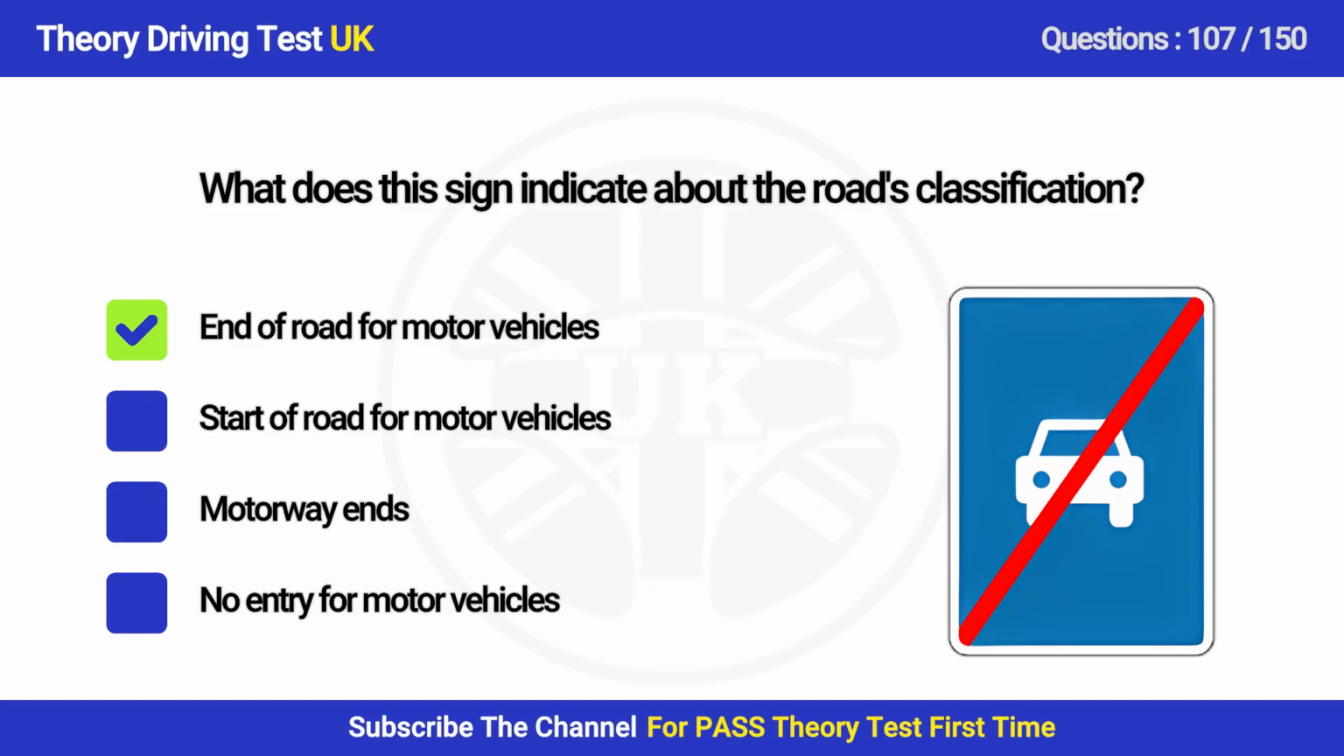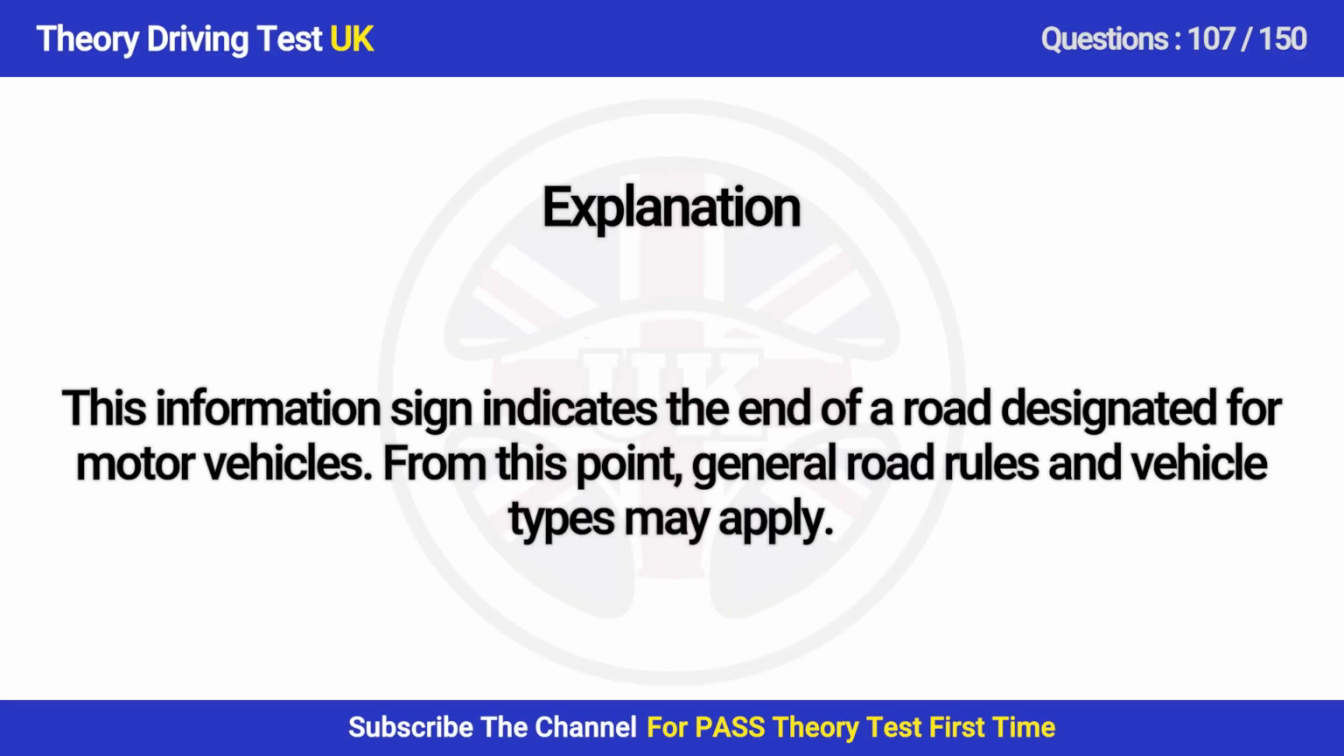Answer is A. End of road for motor vehicles. This information sign indicates the end of a road for motor vehicles. From this point, general road rules and vehicle types may apply.